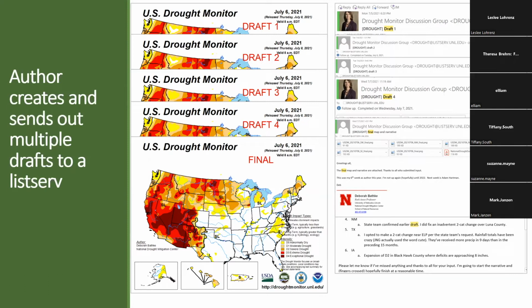We send that out to the listserv, and each draft that is sent out includes an explanation by state of any changes that were made to the previous week's map or the earlier draft. So that when it goes out to those listservs, they can find their state and what changes were made in their area and why, what the author was thinking, what data they may have weighted more heavily than other types of data.